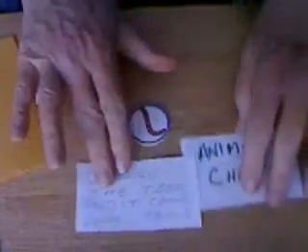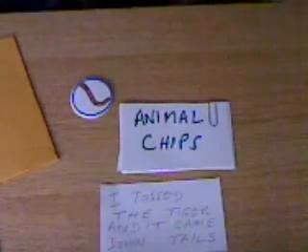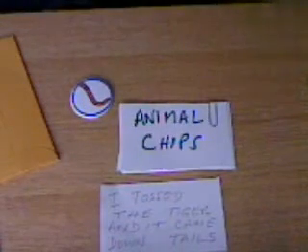And so that's Animal Chips by Alan Chitty. With no skill needed, a child could do it.